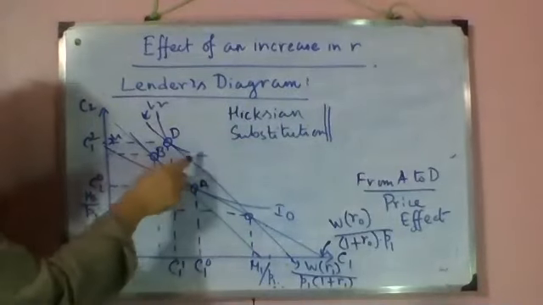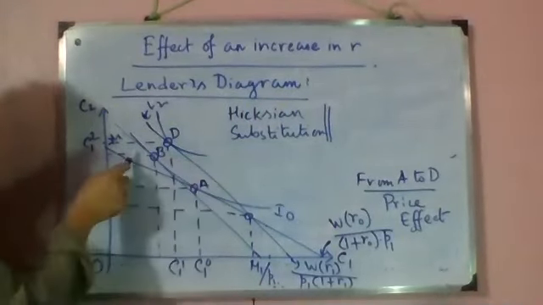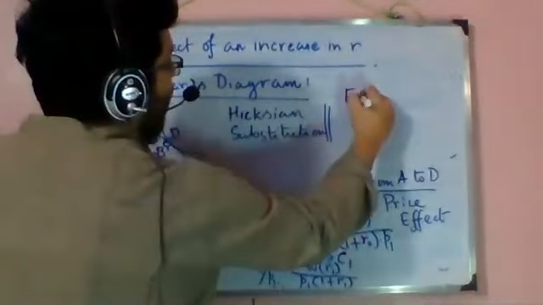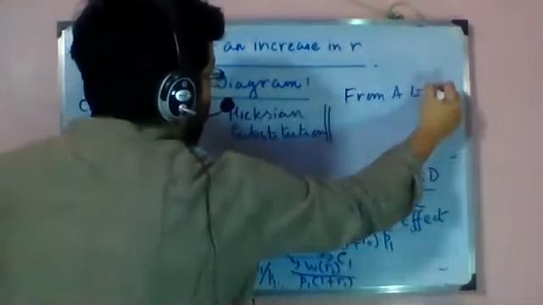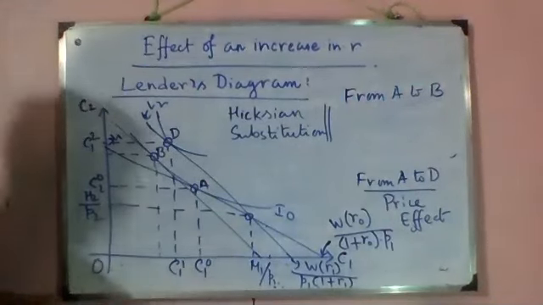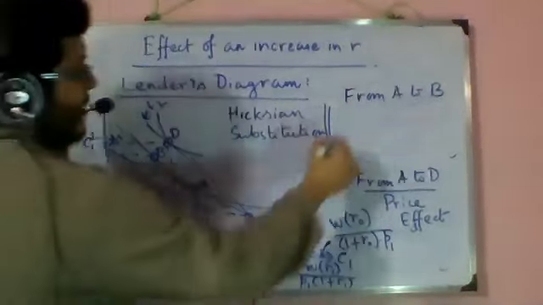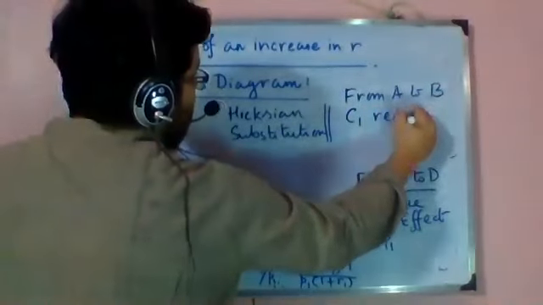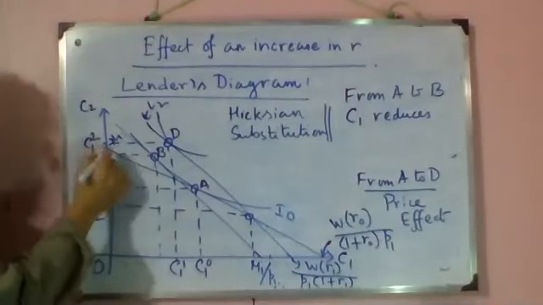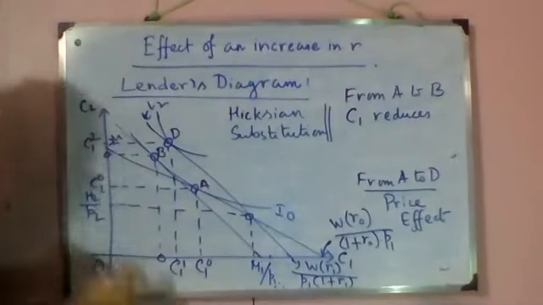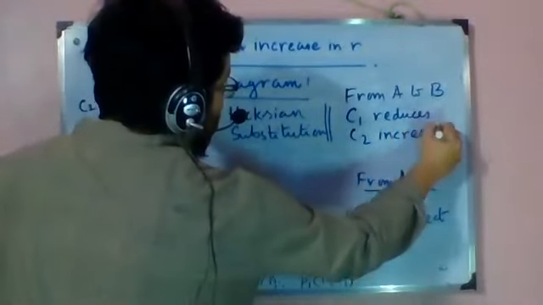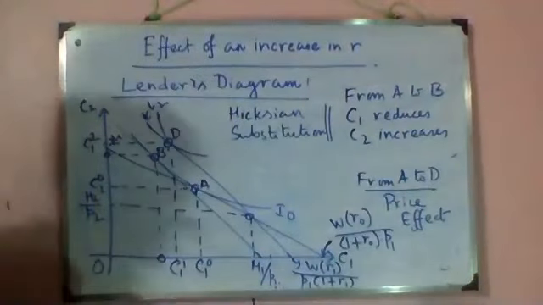So, old budget line, steeper budget line, and then a parallel budget line, right? So what is the Hicksian substitution here? From A to B. Now, what do we notice when we move from A to B? We notice that first period consumption C1 reduces and C2 goes higher, right? In this direction, this is our point. So C1 reduces and C2 increases.